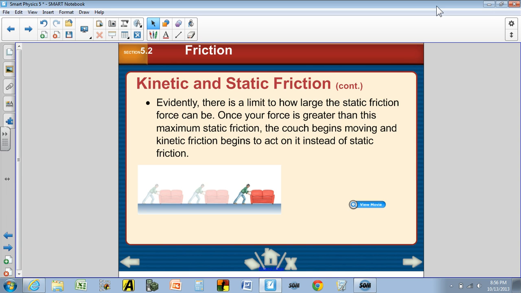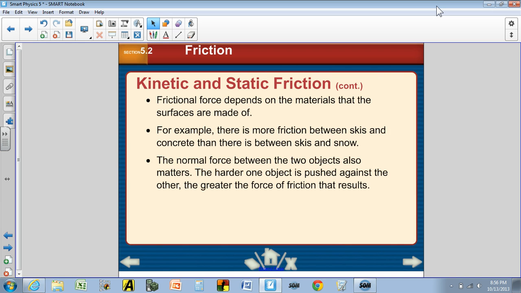Evidently, there's a limit to how much static friction force there can be. Again, once you get greater than that maximum force, you no longer have static friction, you have kinetic friction. So friction depends on the types of surfaces. If you have two rough surfaces, there can be a lot of friction. Skis, for instance, if you put skis on concrete, not going to go very fast. Skis on snow, not very much friction.